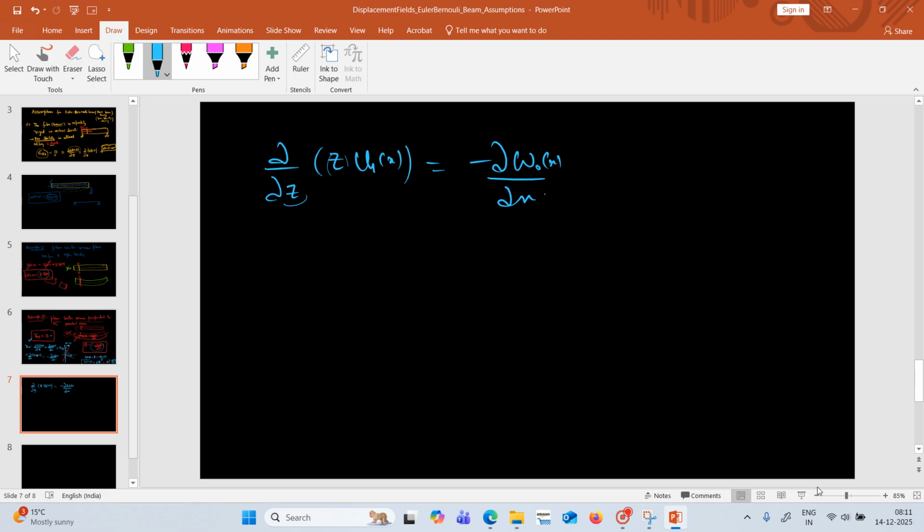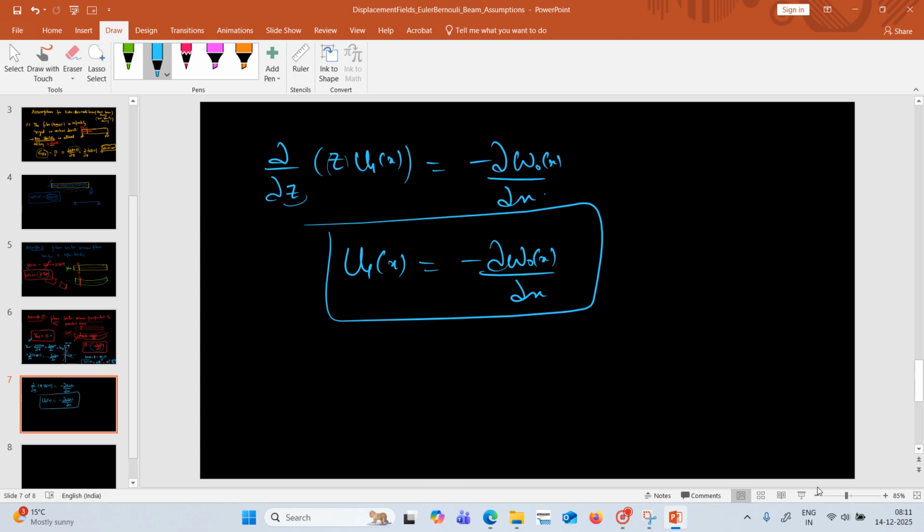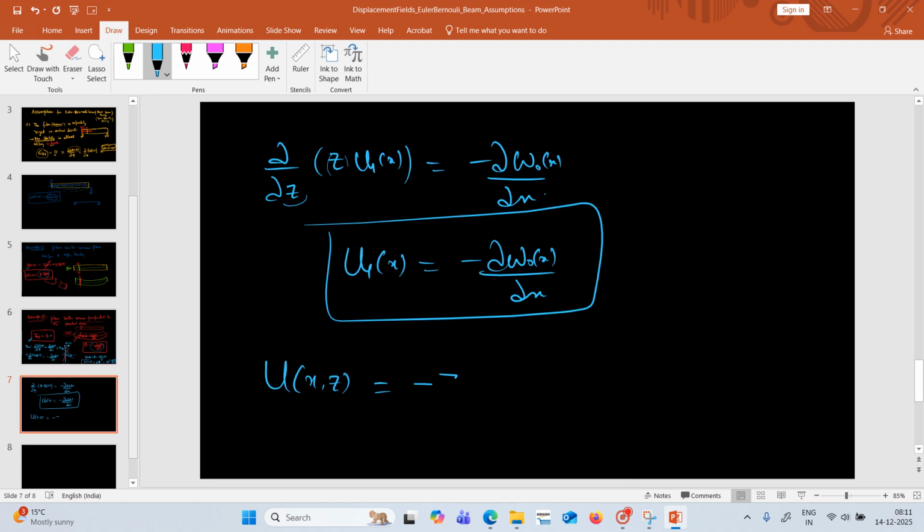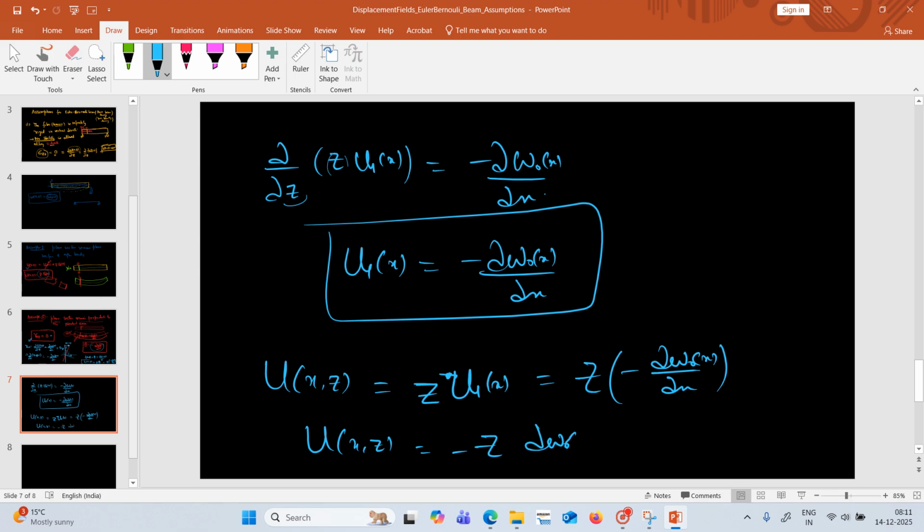If we take the partial derivative with respect to z, it would be 1. So u1 of x would be equal to minus del w naught of x by del x. Finally we put u of x comma z equals u naught of x, which is 0, plus z times u1 of x. So z times u1 of x is minus del w naught of x by del x. So u of x comma z is finally minus z times del w naught of x by del x.